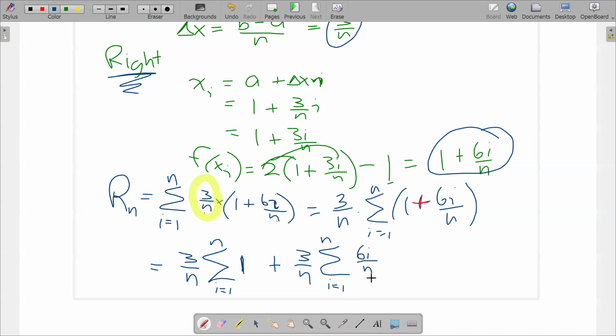And then Adam had asked about sum formulas. What sum formulas do you need to know? I will give them to you on the test. So the sum of i, the sum of i squared, and so on. What about adding 1 over and over again? 1 plus 1 plus 1 plus 1 plus 1. It's just whatever n is, right? So this one right here is pretty easy. That right there just adds up to n. 1 plus 1 plus 1, n times. So that's cool.